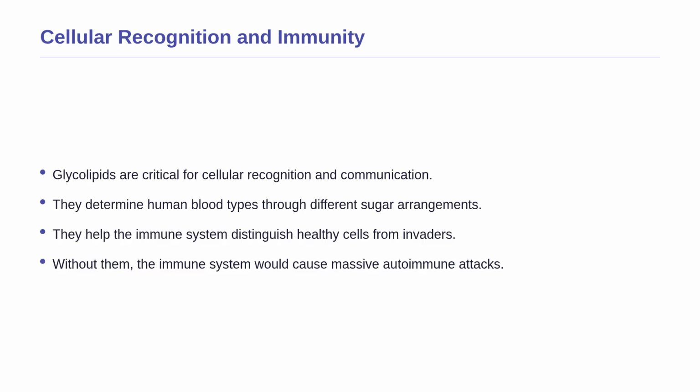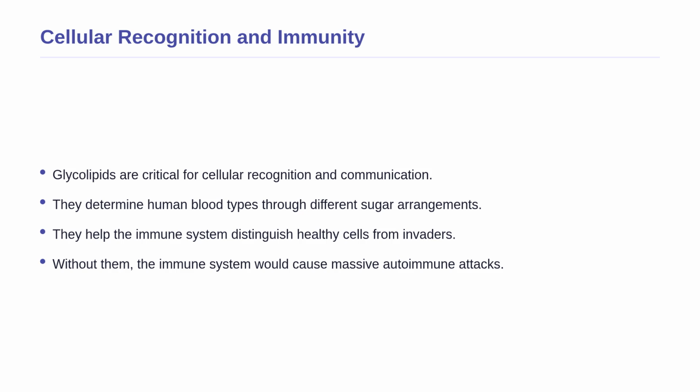Now that we know what glycolipids are, let us look at why their identification role is so vital. These molecules are absolutely critical for cellular recognition throughout the body. For instance, they are the molecules responsible for determining your human blood type. The different blood types are simply different sugar arrangements on the glycolipids of your red blood cells.